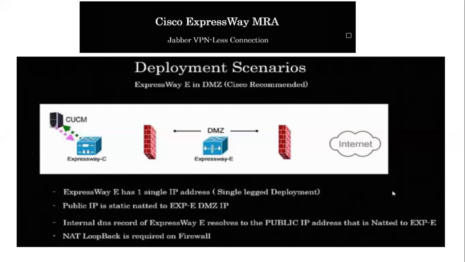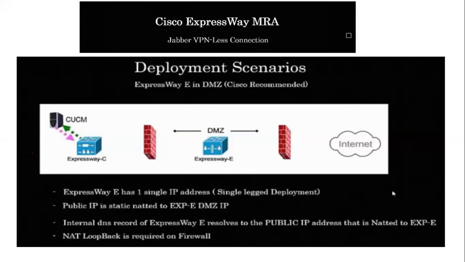So it has the public IP address, which is mapped using the A records and SRV records, and we provide our domain name DNS for this particular Expressway. So the public IP, again, is a static IP address, but the main problem comes when all the Jabber clients are registered to the call manager, and call manager sees that all the Jabber clients are registered with the single IP address.